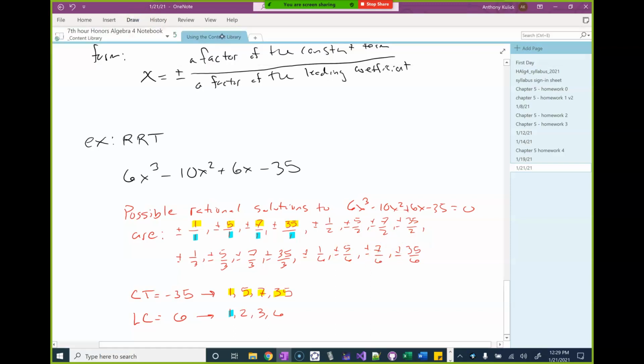So again, the numerators are always just the factors of the constant term. And the denominators are the factors of that leading coefficient.